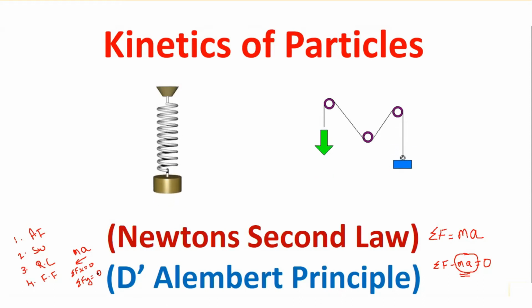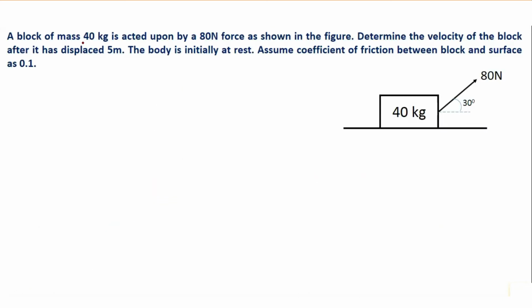Now let us move forward to apply all this in a problem. So the first problem: a block of mass 40 kg is acted upon by an 80 Newton force as shown in the figure. Determine the velocity of the block if it has displaced by 5 meters. The body is initially at rest.